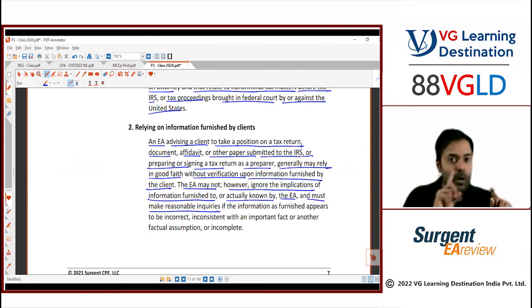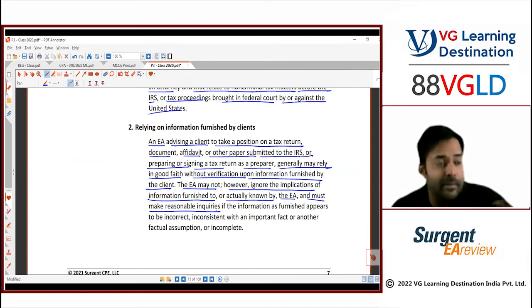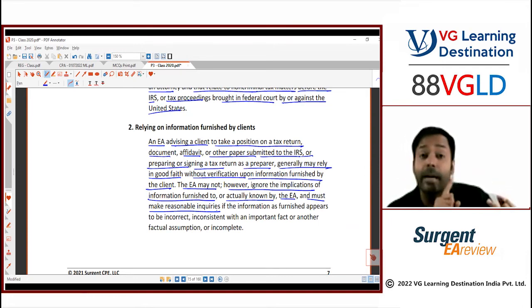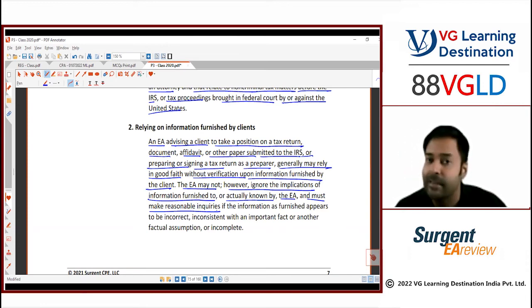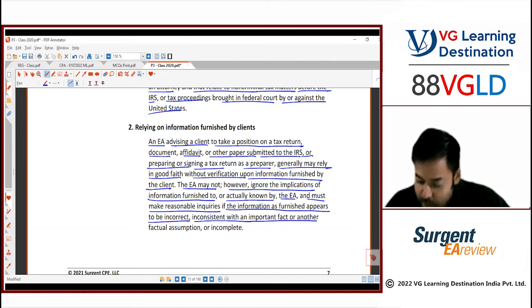So obviously, once we are aware that there's some problem, we are aware that this guy is married, then why is the person saying single in that case? When you're aware of it, when you get to know about this, or when you're finding the contradictory information, in that case, you take the necessary action. If the information as furnished appears to be incorrect, inconsistent with an important fact or other factual information, or if it is something which is going to be incorrect in this case.